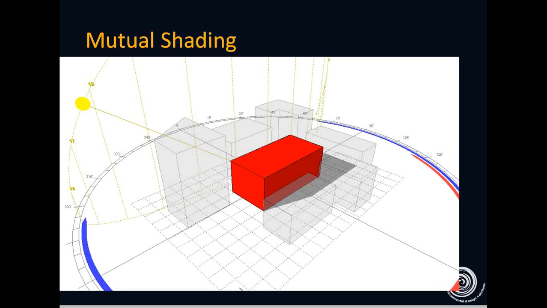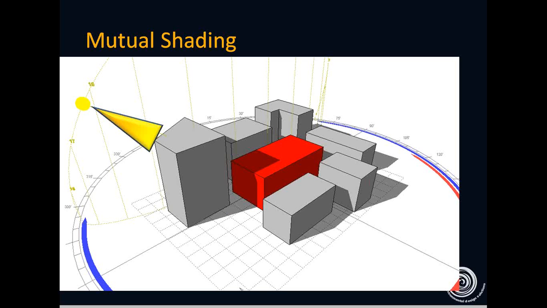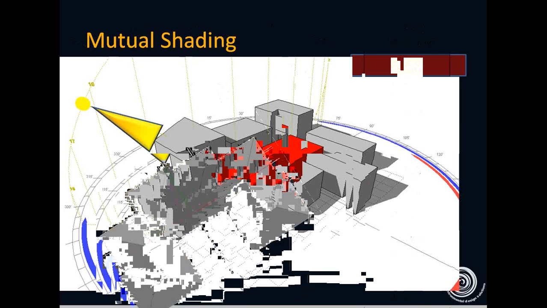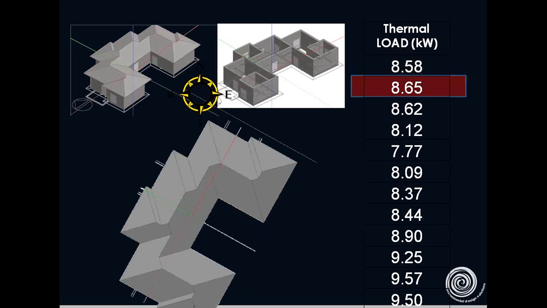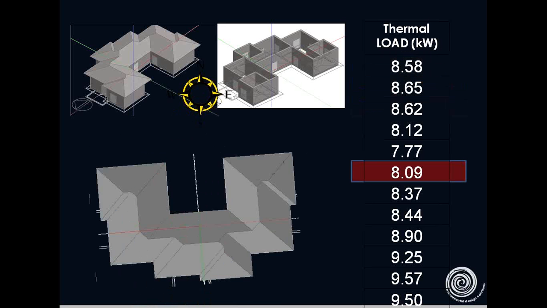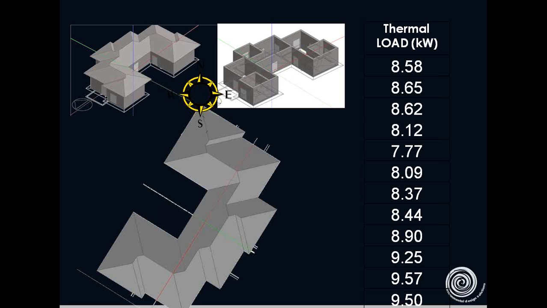Similarly, the next example is on the orientation. This is a resort unit which has 3 bedrooms. We try to rotate it in different directions and find out what the cooling load is for each orientation. On the right hand side is the cooling load for different orientations. Finally we were able to find out that the lowest cooling load is in the southwest direction for this kind of building, which came down to 7.77 tons.